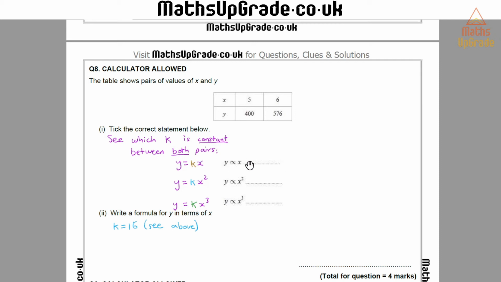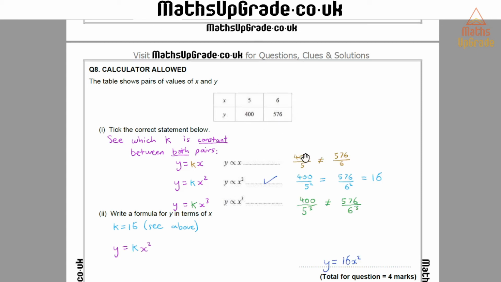To check if this is true, I'm going to do y divided by x for each column here and see if we get the same value of k. So is 400 divided by 5 the same as 576 divided by 6? Is y divided by x for these values the same as y divided by x for these values? And it isn't, and you can check that with the calculator. So it's definitely not this first one here.